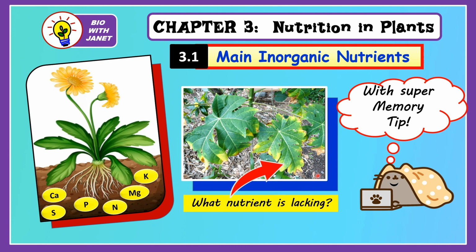For example, here you see a symptom of a deficiency in one type of nutrient. So what is the nutrient that's lacking? Let's find out more, and at the end of this chapter you should be able to analyze and tell me what this symptom is and what nutrient is lacking.